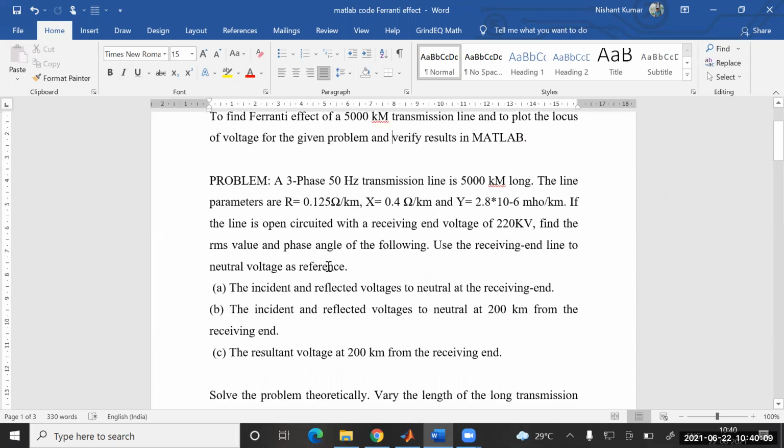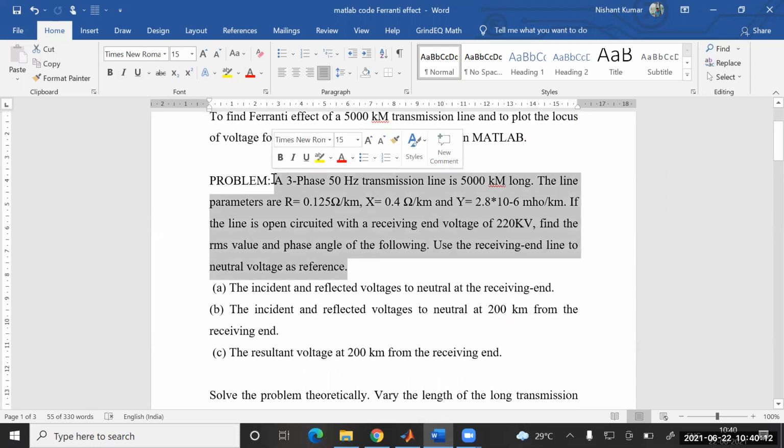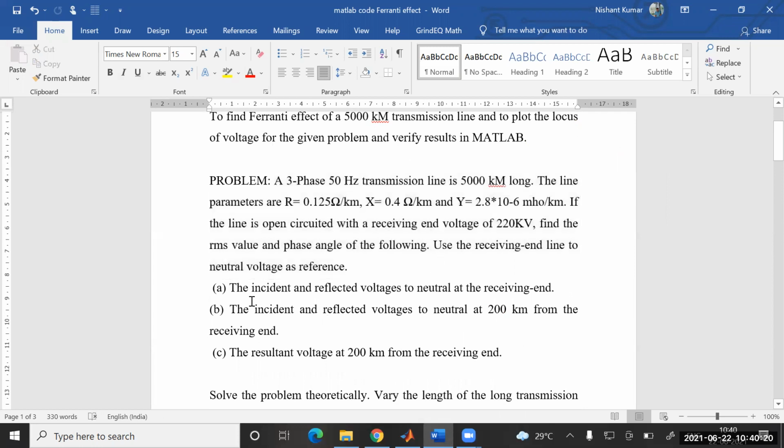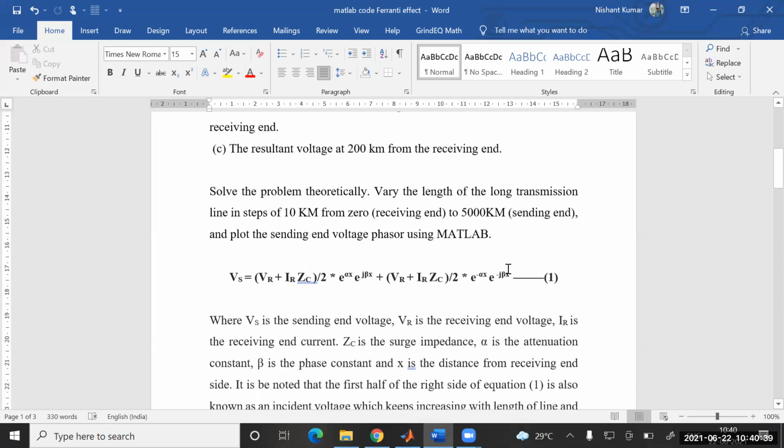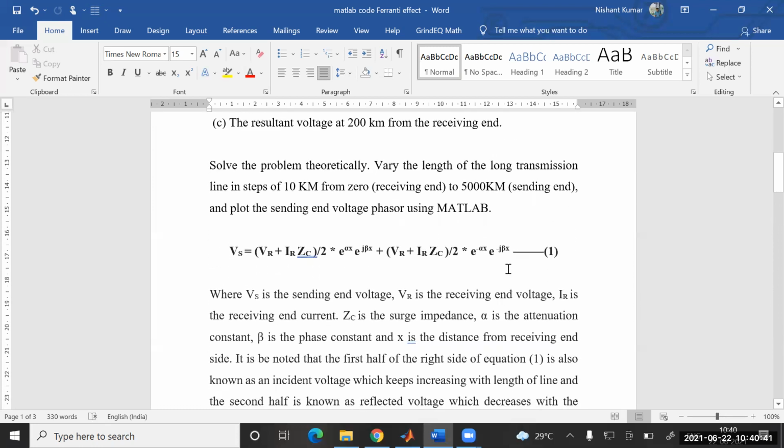Okay, this is a question that is being given and you have to find the answer. Now what reference do we have to take? First, the incident and reflected voltage to neutral at the receiving end. Then the incident and reflected voltage to neutral at 200 km from the receiving end, and the resultant voltage at 200 km from the receiving end. These factors we have to see. So first we'll see. Now the same thing you have to solve.